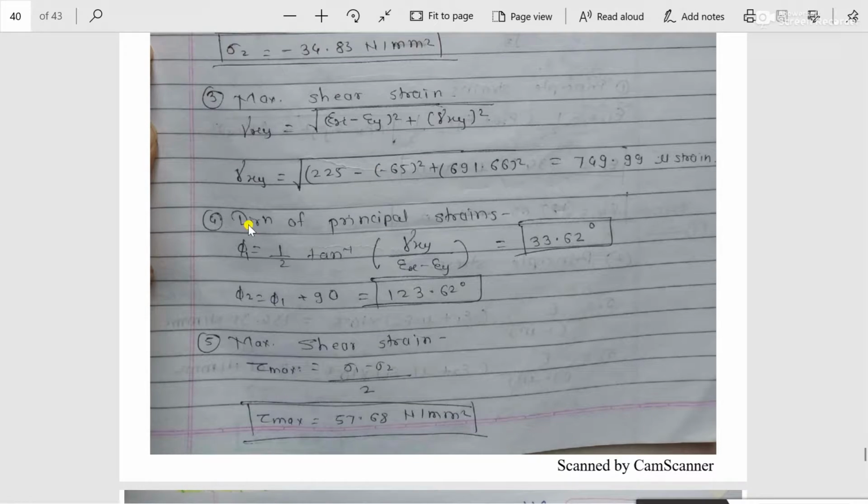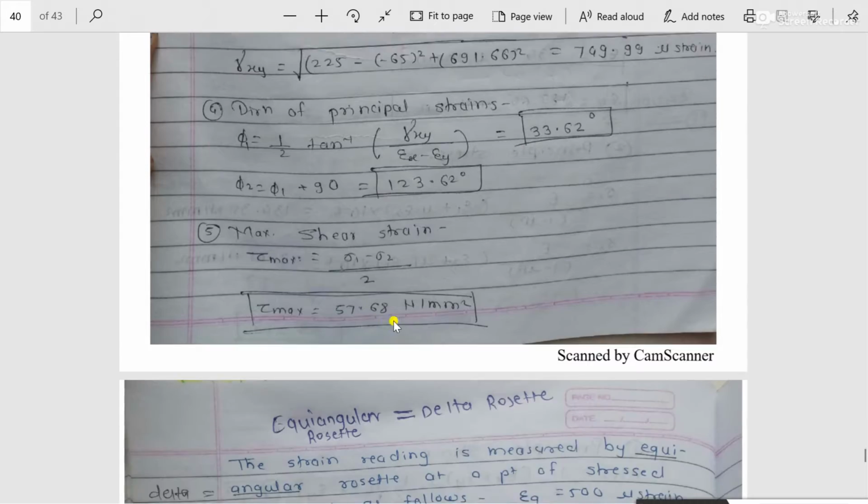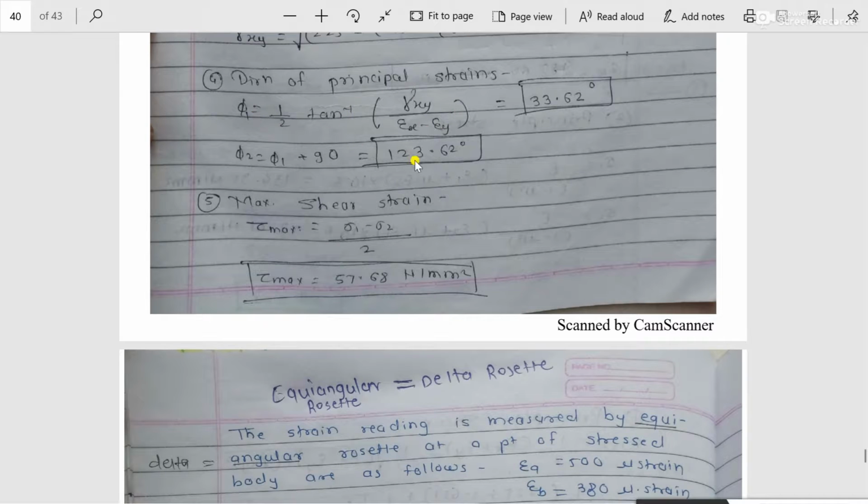Then the fourth parameter is direction of principal strains, means I have to calculate phi 1 and phi 2. So to calculate phi 1, the formula is available, 1 half tan inverse of gamma xy divided by epsilon x minus epsilon y. So we have to put the value of gamma xy which we have calculated here. This is gamma xy. Then we have to put the values of epsilon x, epsilon y. From this calculation I can calculate the first direction, that is 32.62. So this represents the phi 1 value, and to calculate phi 2, the formula is available, phi 2 is equal to phi 1 plus 90 degree. So in this 33.62 I have to add the 90 degree, and this 123.62 degree represents the direction of the second principal strain.